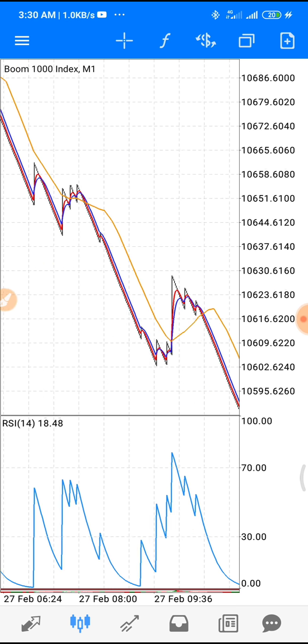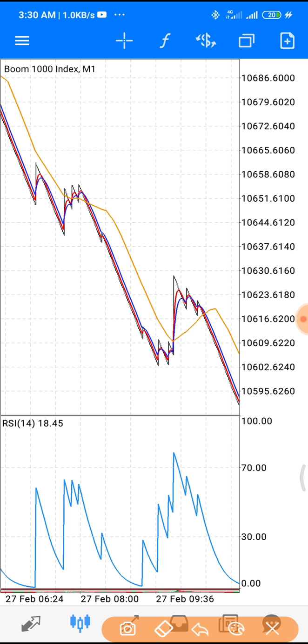It seems it's been long, it's formed. Okay, you can see this inverse head and shoulder here. See this inverse head and shoulder. Do you understand? So if you have spotted this inverse head and shoulder, you would have taken that buy here. So you would have taken this spike.